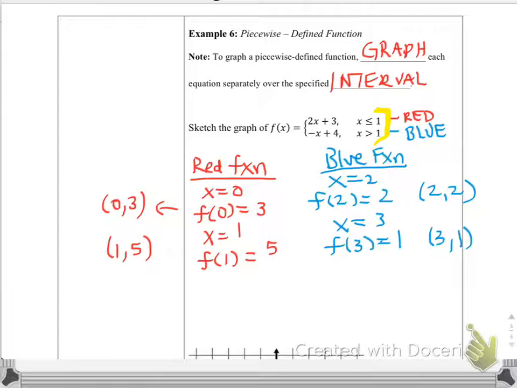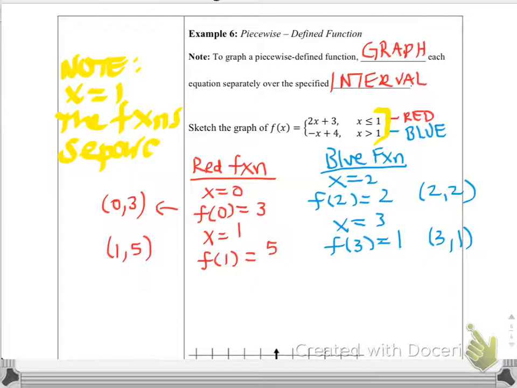And so that number 1 separates, so just note that when x is equal to 1, the functions separate, right? And so it's important to know that. It's also important to know where 1 belongs, with either the first function or the second function. And in this case, it belongs where? With the first function, right? Because of that less than or equal to sign.